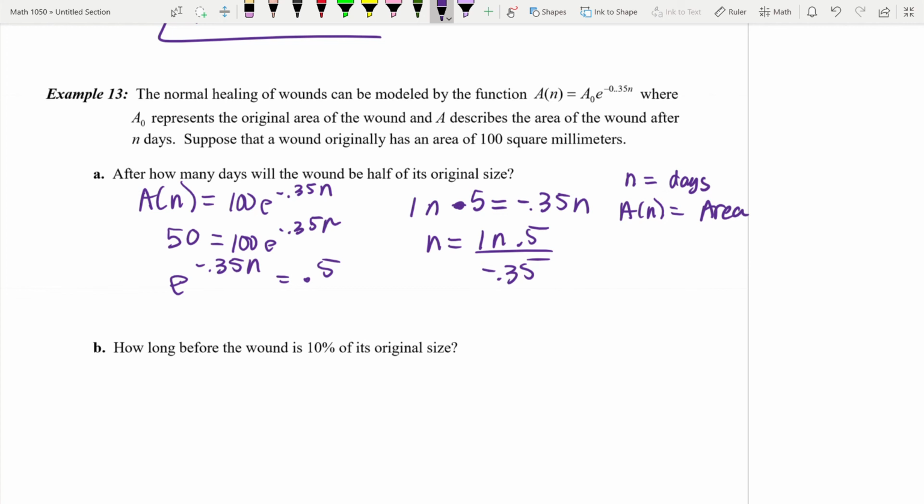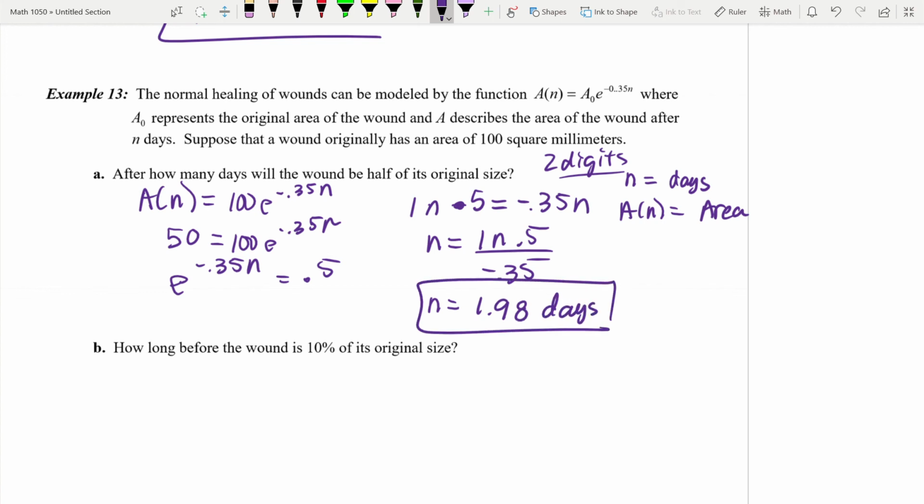Grab your calculator. Go ln 0.5, close it off, divided by negative 0.35, hit enter, and you get n equals, we're going to say 2 digits in the directions. So it's going to be 1.98. N stands for days. You know you have to have a label, and we're done. Who says gotcha? Let's see.